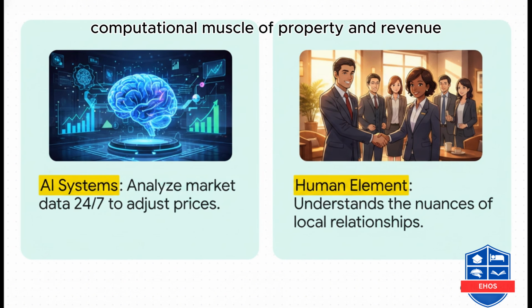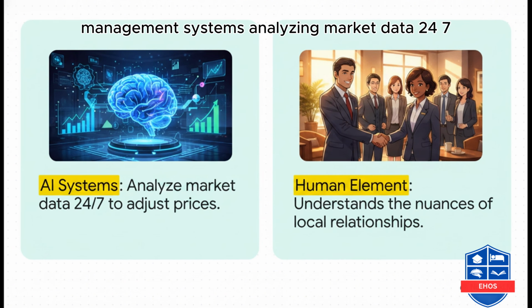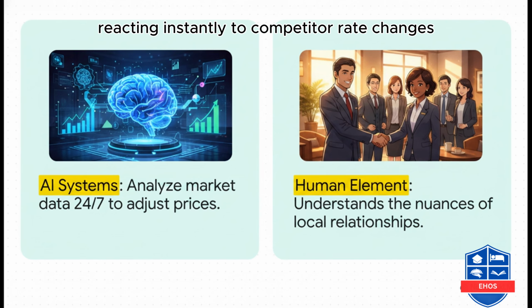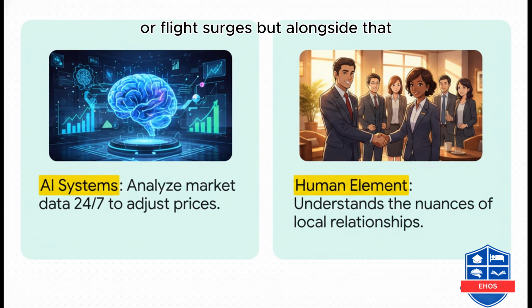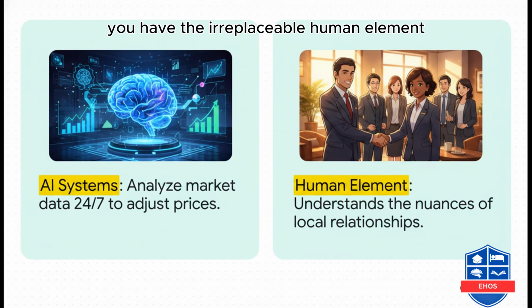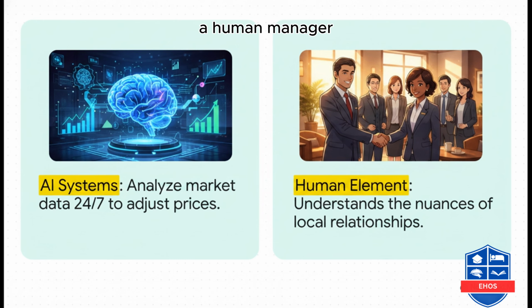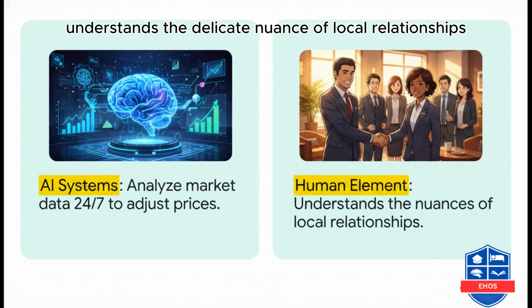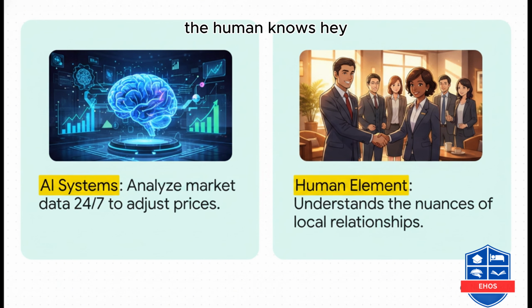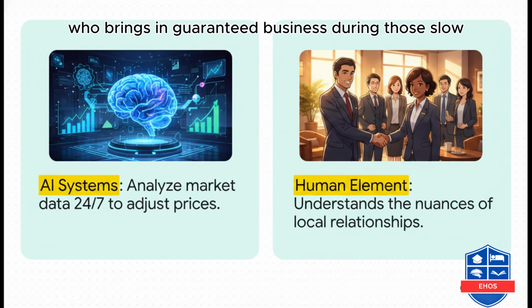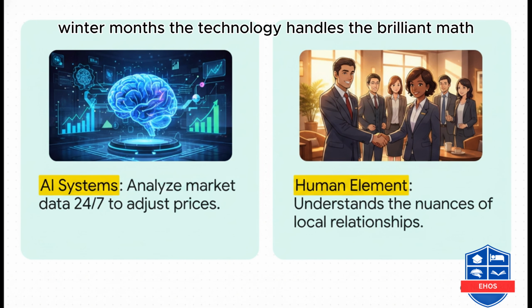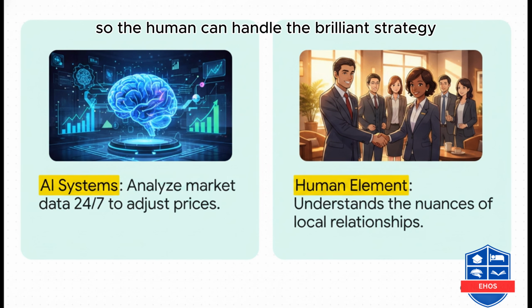You have the immense computational muscle of property and revenue management systems analyzing market data 24/7, reacting instantly to competitor rate changes or flight surges. But alongside that, you have the irreplaceable human element. A machine just sees raw demand and hikes the price. A human manager understands the delicate nuance of local relationships. The human knows, hey, let's not overcharge that loyal, long-standing corporate client who brings in guaranteed business during those slow winter months. The technology handles the brilliant math, so the human can handle the brilliant strategy.